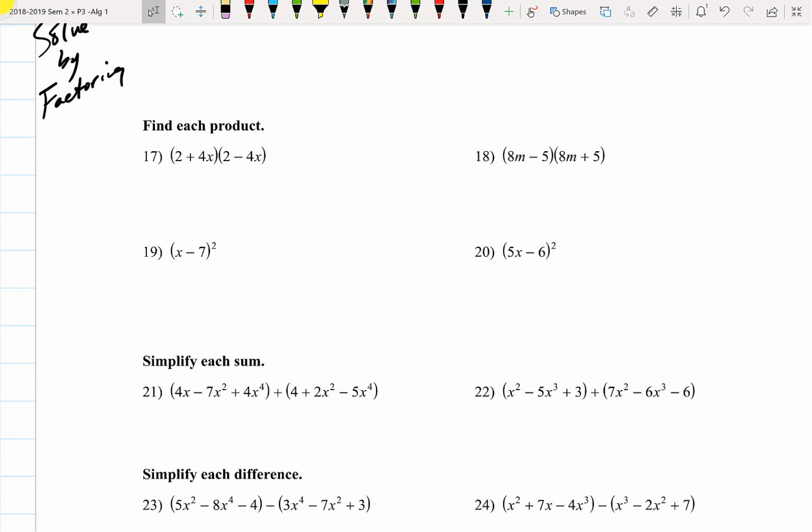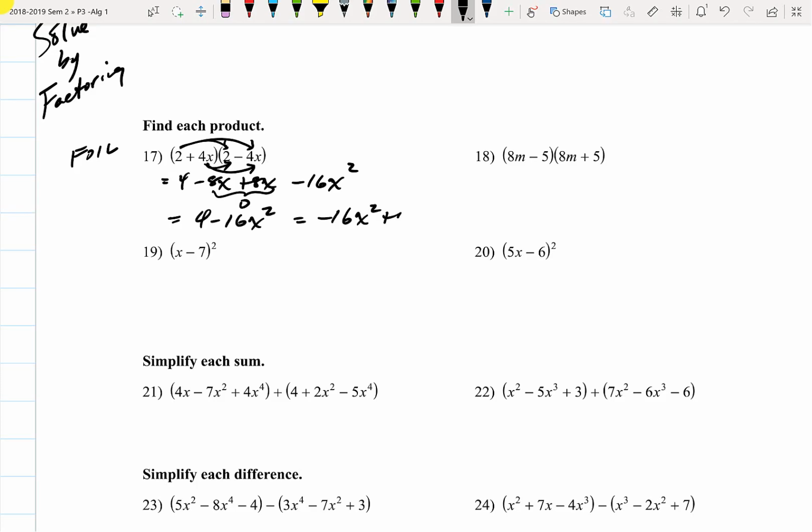Okay, this is the FOIL method here on this one, on number 17. So I'm going to do it just one more time. So 2 times 2 is 4, 2 times negative 4x is negative 8x, and then I have a plus 8x, and then I have a minus 16x squared. These cancel to 0, so the end result is 4 minus 16x squared, which is the same as negative 16x squared plus 4 in standard form.